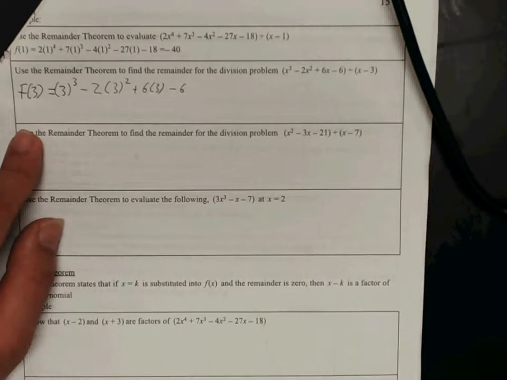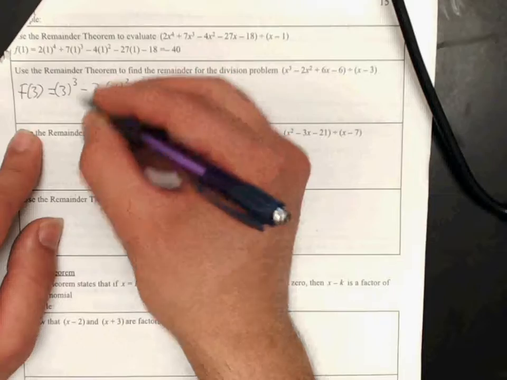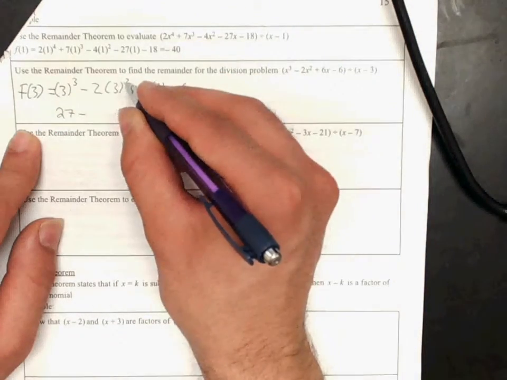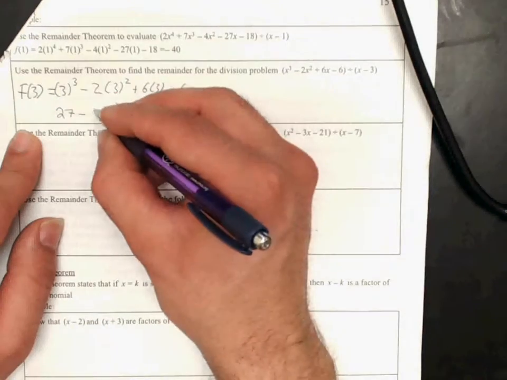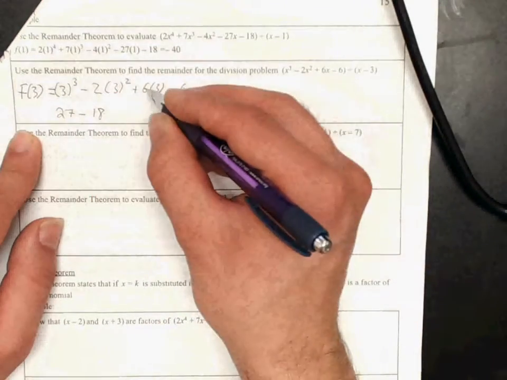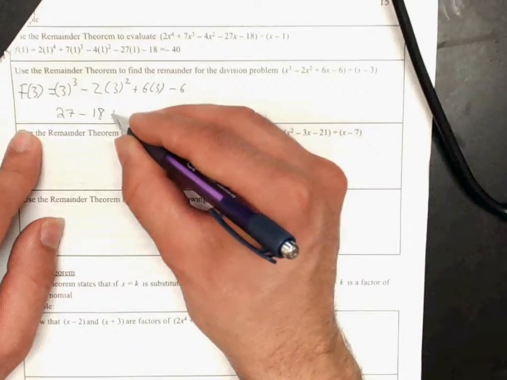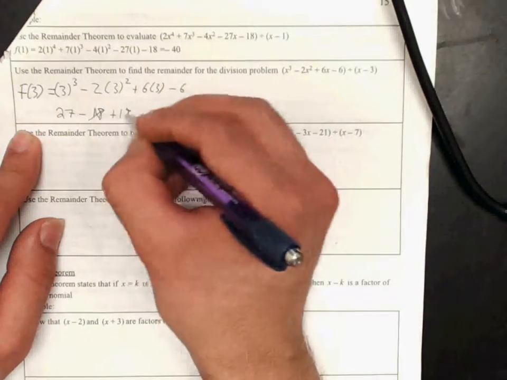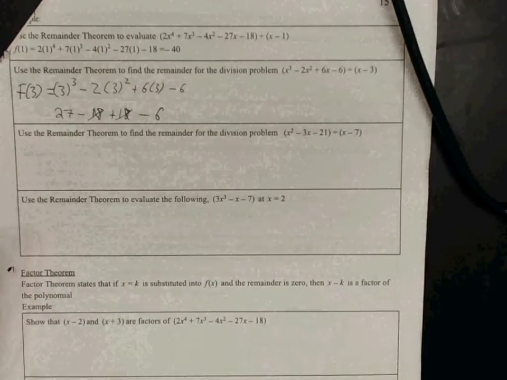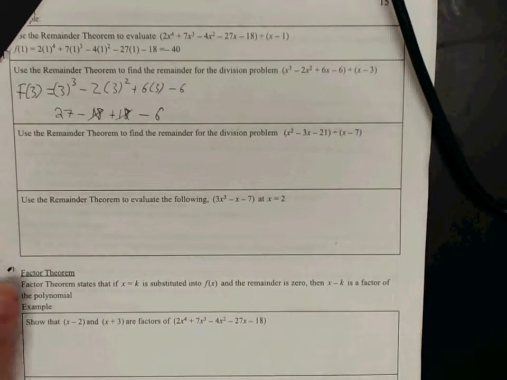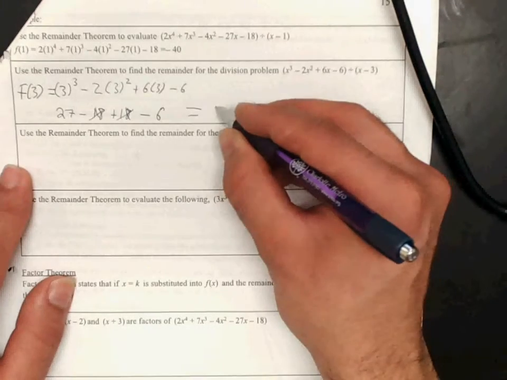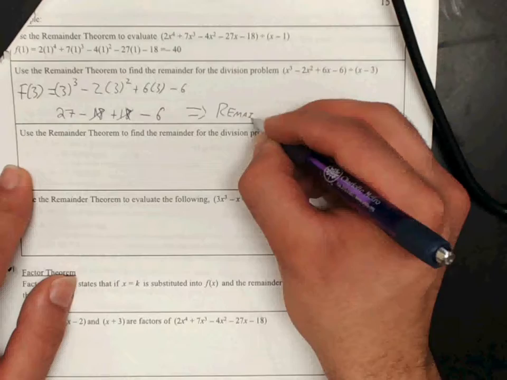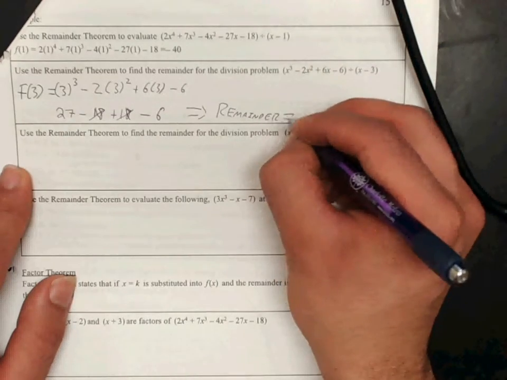So that's going to be 3 times 3 times 3 is 27, minus 3 squared is 9, times 2 is 18, so minus 18, plus 6 times 3 is 18, plus 18, minus 6. So that positive 18 and negative 18 will cancel out, and we have 27 minus 6. So the remainder is going to be equal to 21.